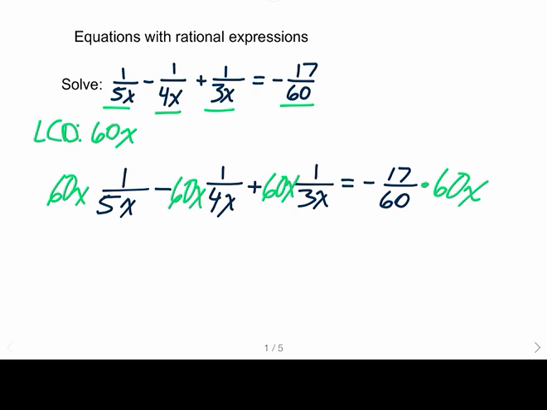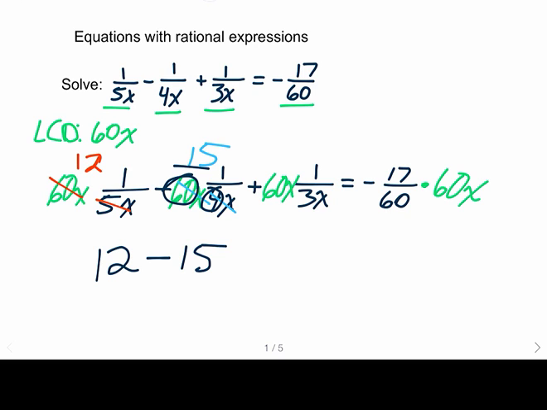What I mean is, for the first term, we have 60x multiplied by 1 over 5x. Well, the 5x will divide into the 60x, leaving 12. And so, for the first term, after we've reduced, we end up with just a 12. In the second term, when we divide 4x into 60x, we're left with 15. And that was a negative term, so I'm going to write down minus 15. And you see when the 4 divides into the 60, it leaves us 15. Earlier, when the 5 divided into the 60, it left us with 12.